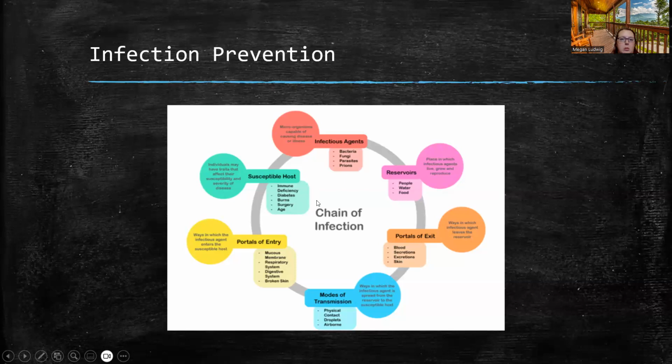If they have burns, they're completely open areas of skin, they're very susceptible. If they're already in surgery, they're going to be susceptible. And then our older patients are very susceptible as well. And then it just continues. The whole chain of infection continues if you don't stop it. So it's important to know each step of those.